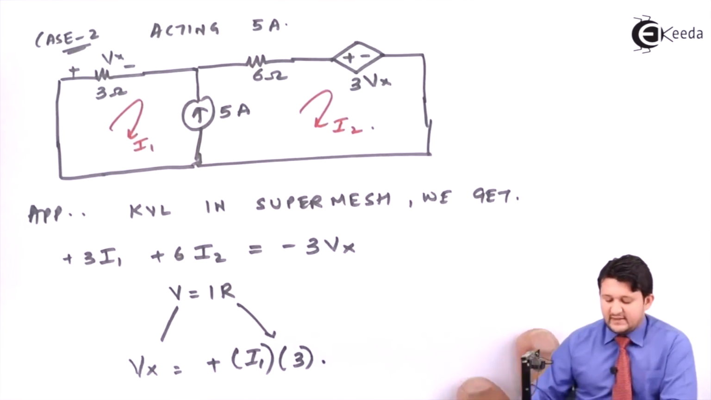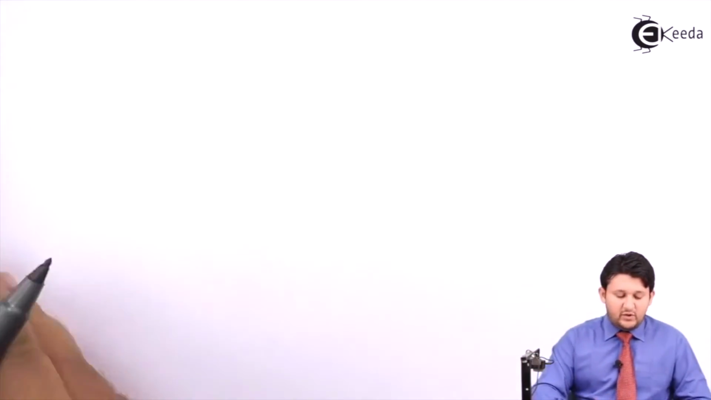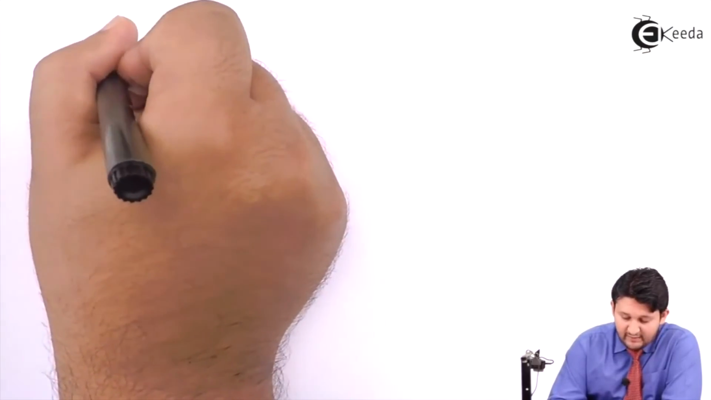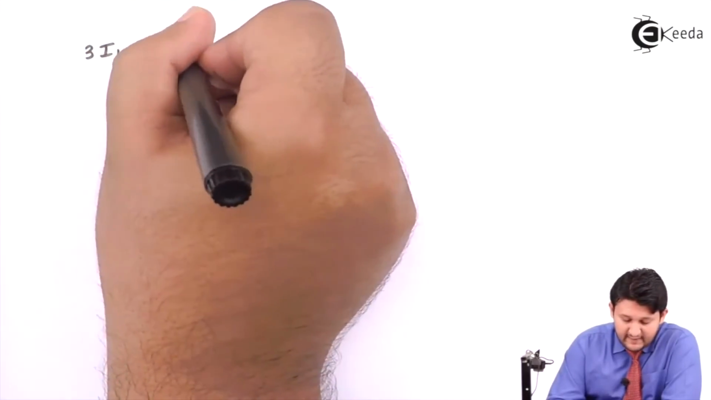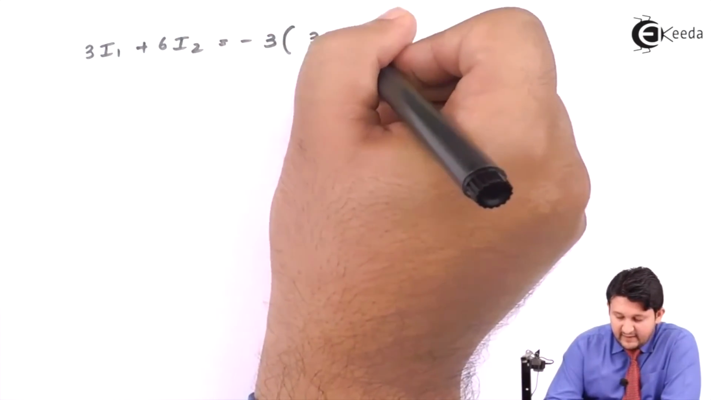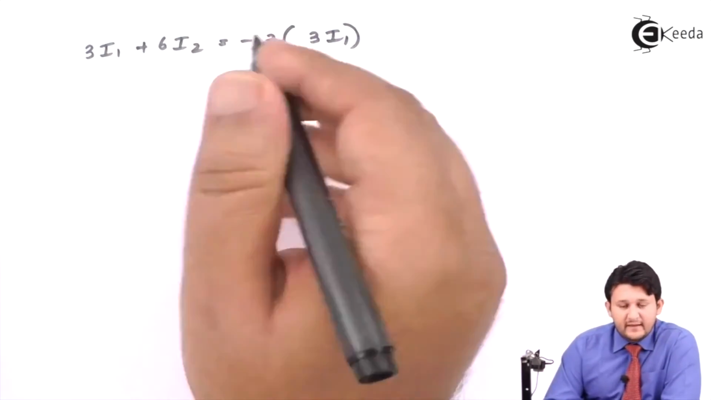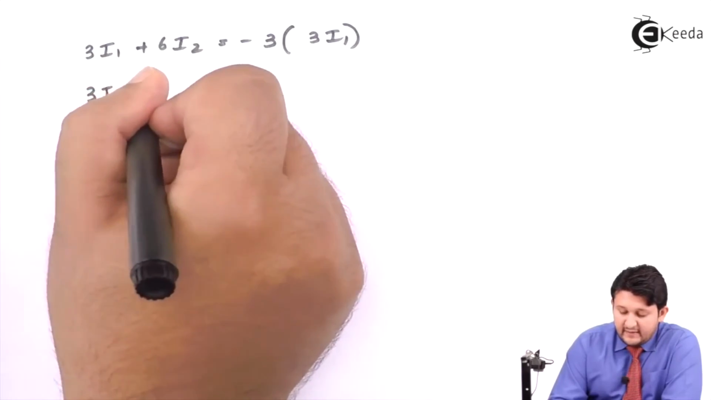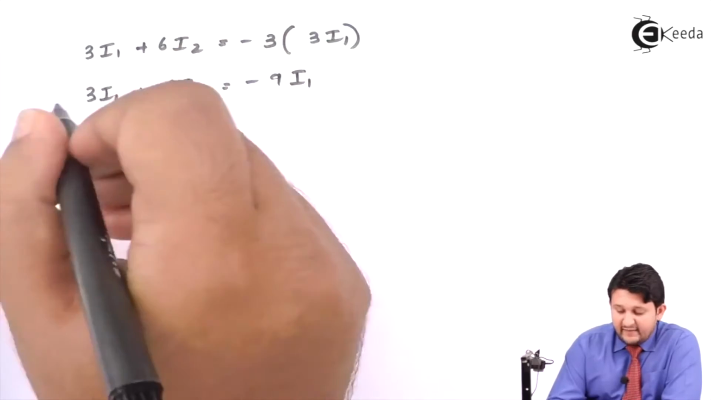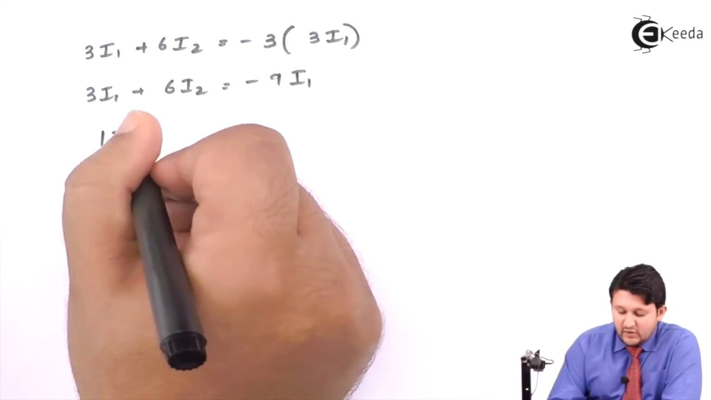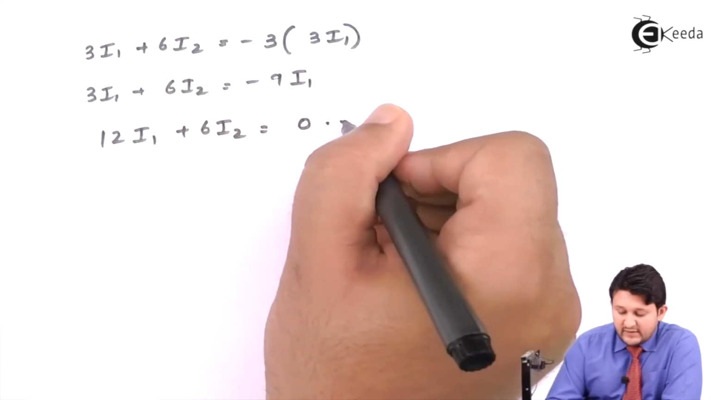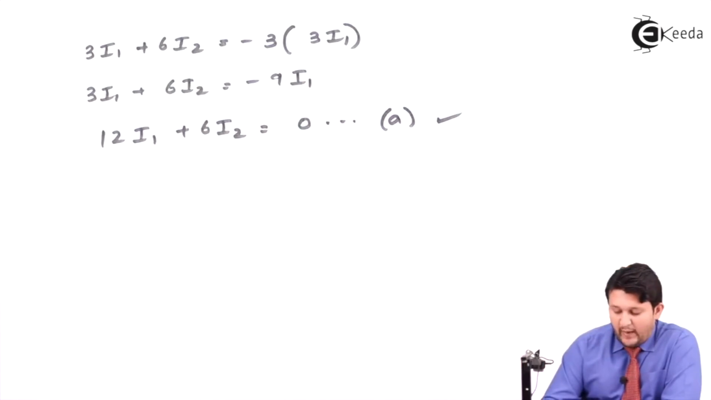Put the value for Vx in the above equation. So the equation you will be getting will be 3i1 plus 6i2 equal to minus 3 times Vx, where Vx will be 3i1. To simplify it, you will be getting 3i1 plus 6i2 equal to minus 9i1. Shift all the variables to that side, so you will be getting 21i1 plus 6i2 equal to 0. That will be your equation number 1.